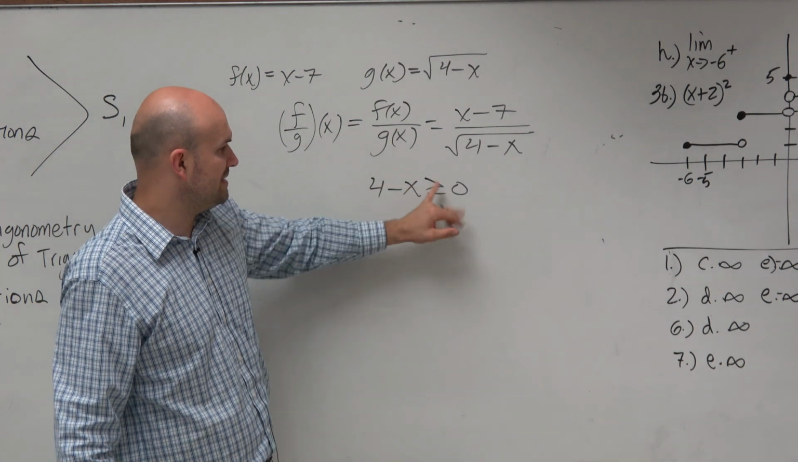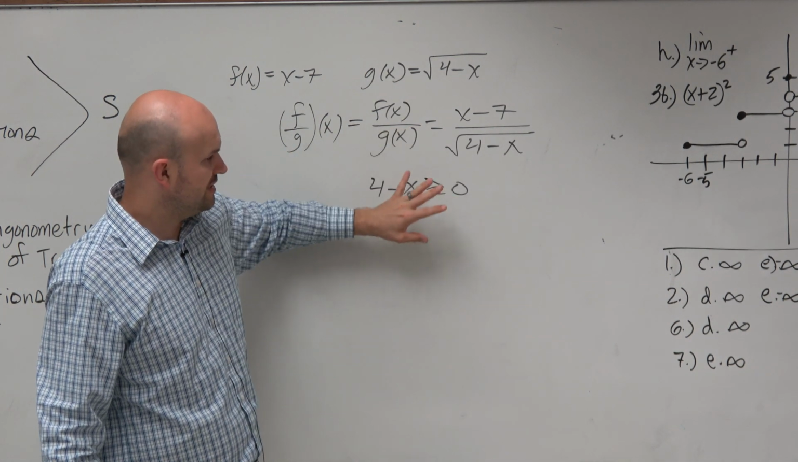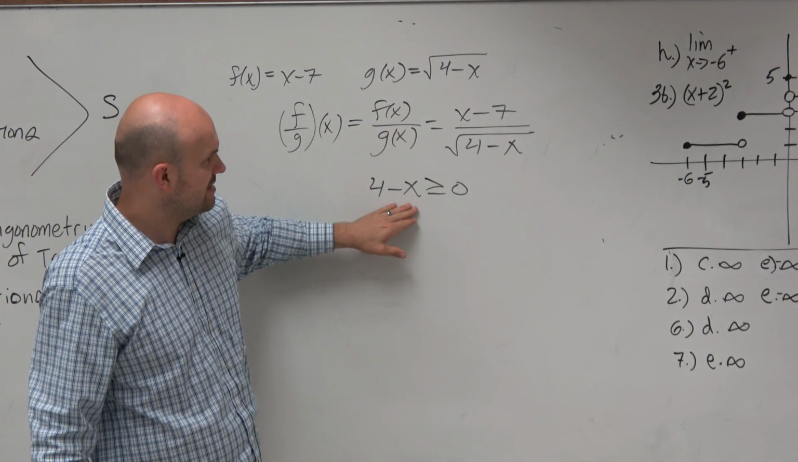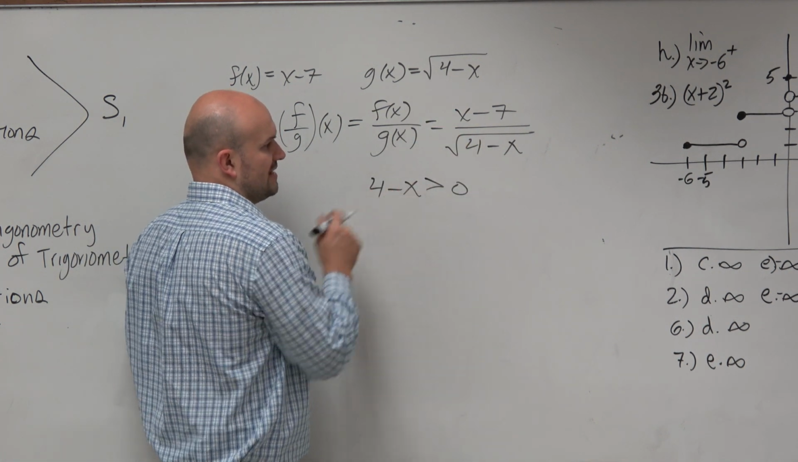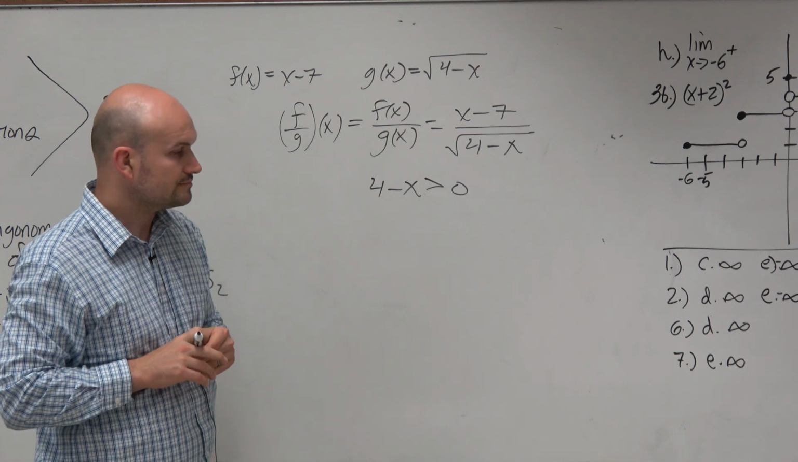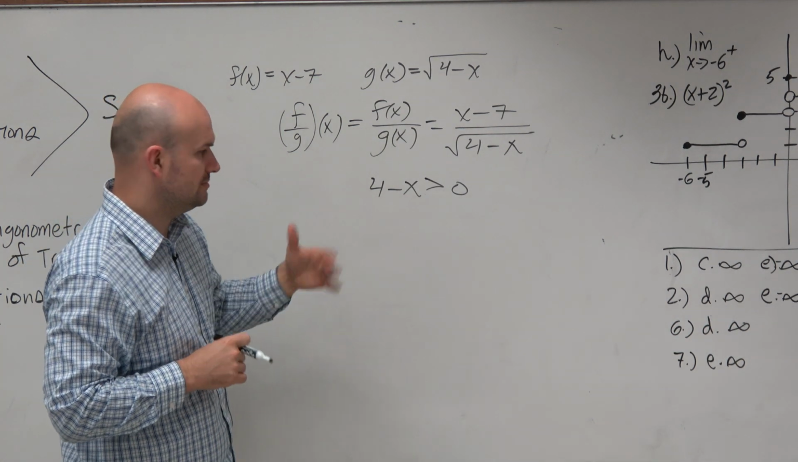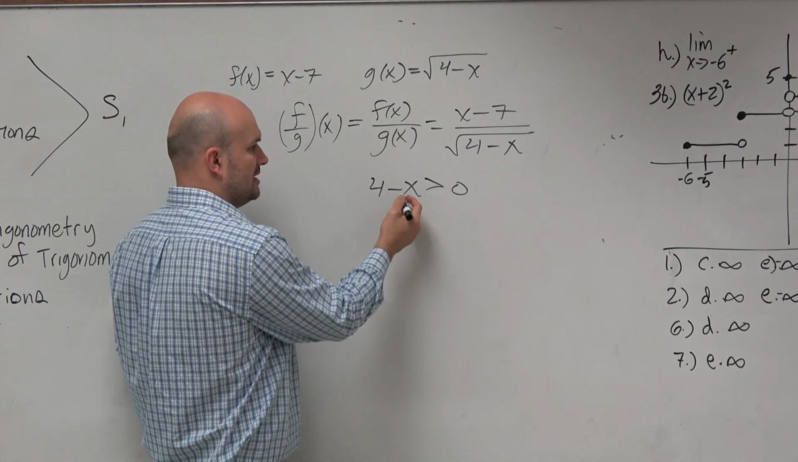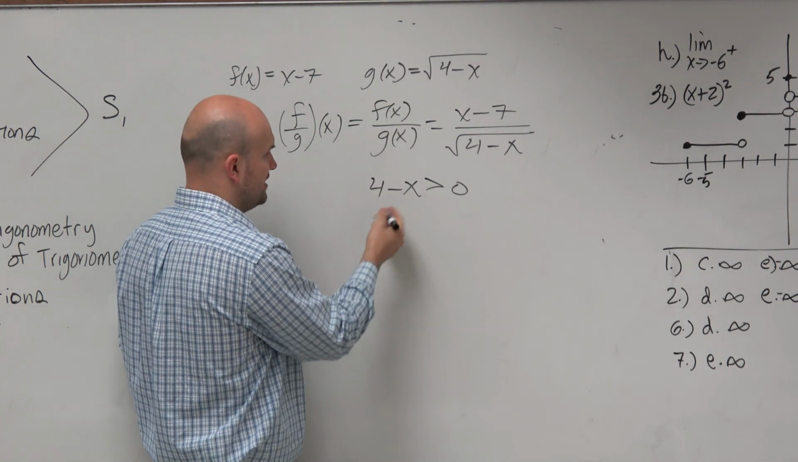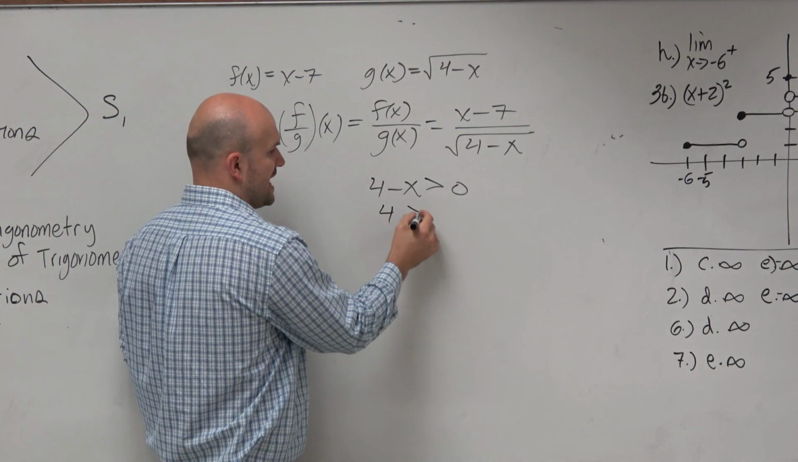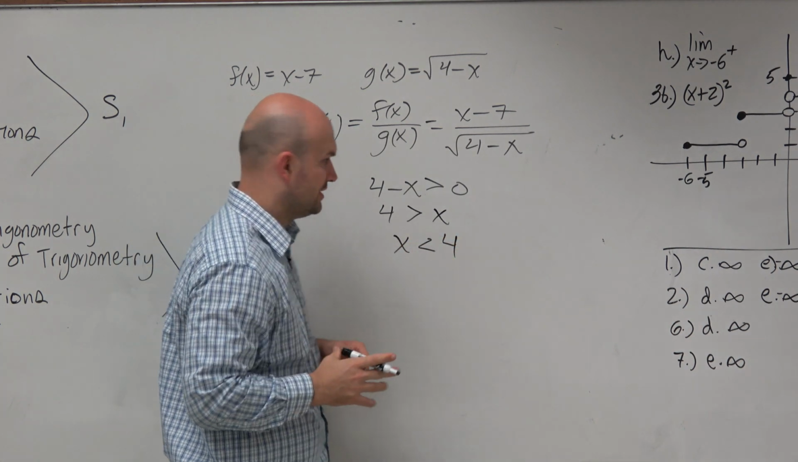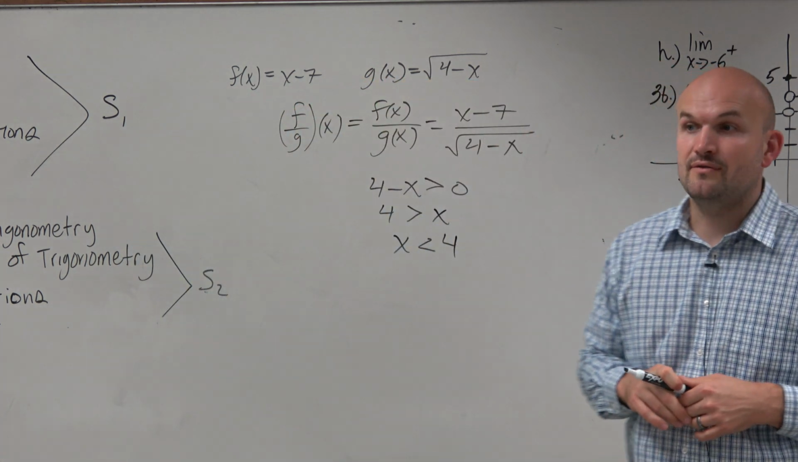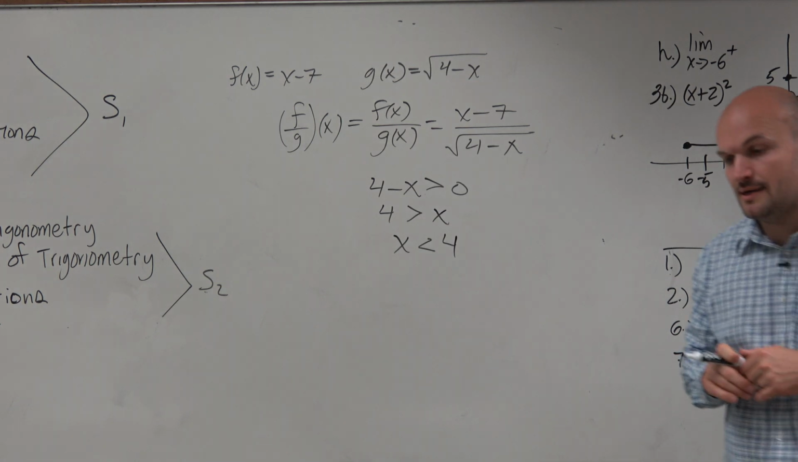So to eliminate the restriction of the radical, we create the radicand, we do this. And then to eliminate the restriction of the denominator being 0, we just set this as greater than. Now, either way you guys could solve this. You could subtract and then divide by negative and flip the sign. Or you could just add the x to the other side and then just rewrite your inequality. So now this represents x less than 4.